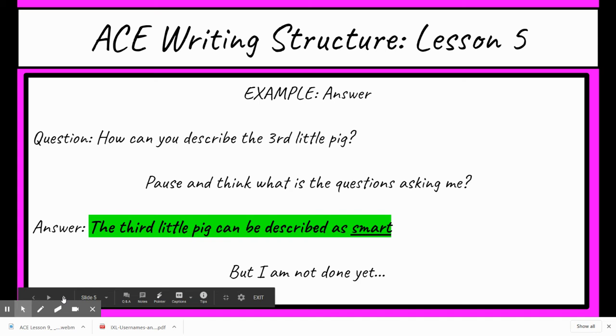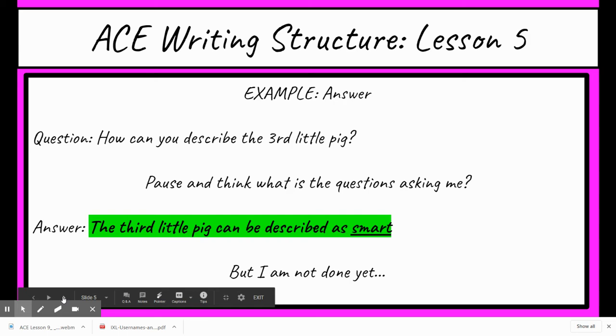Well, I think it's probably more important, and I think that my reader would probably be more interested in what he was like trait wise, what he was like mentally on the inside, because everybody knows what a little pig looks like. So I decide that it's asking me how his traits are. So I answer by flipping my question into my answer, and I write, the third little pig can be described as smart. I could also write, I think the third little pig can be described as smart.